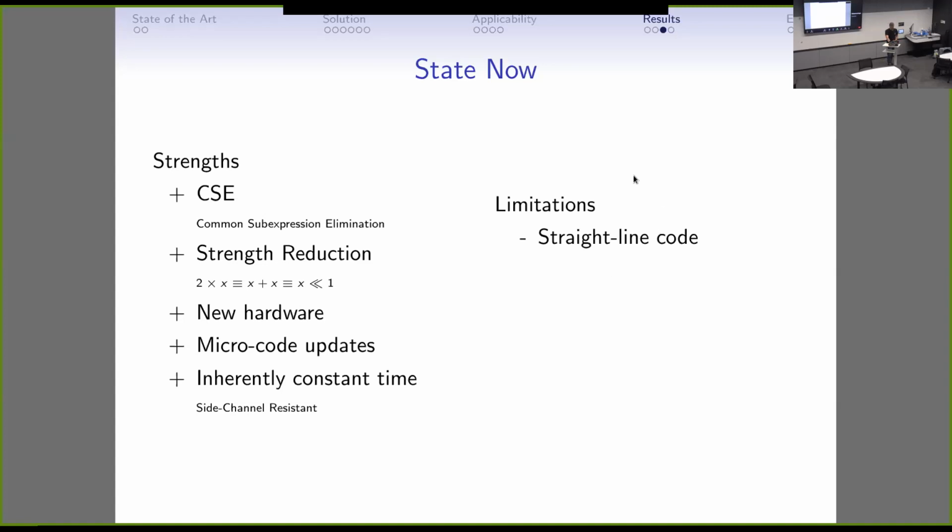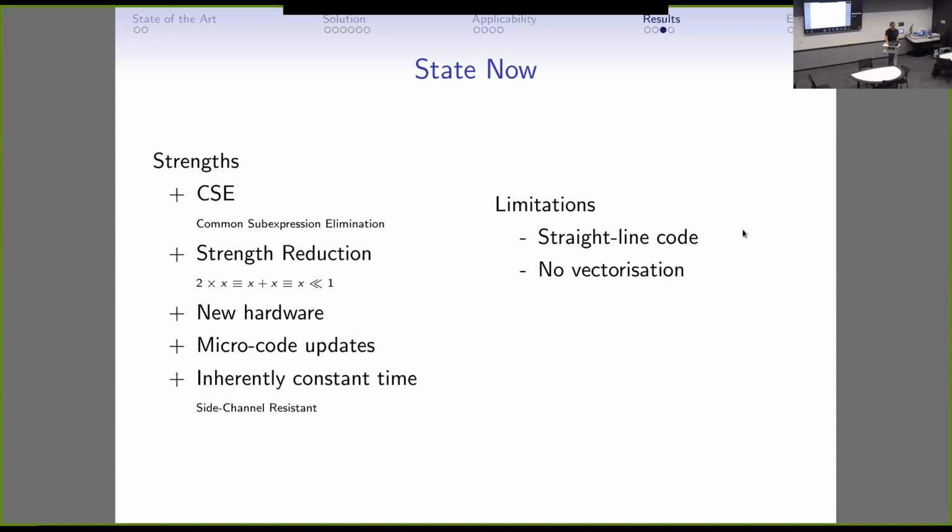A couple of limitations. We currently only deal with straight line code, which is sort of a limitation, sort of not, because applied to cryptography, that's not a huge problem. And this is a limitation because we can generate the data flow graph only efficiently from straight line code. If we have jumps, we don't necessarily know how the data flows, so we can't use the entire graph and implement that.